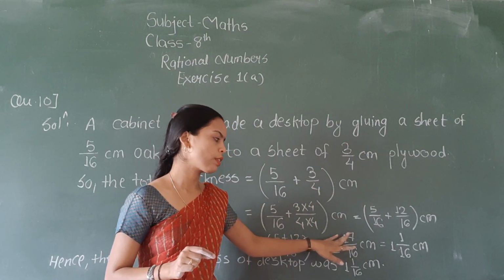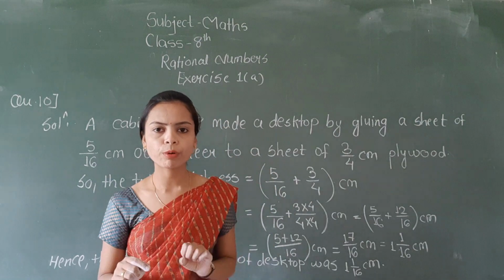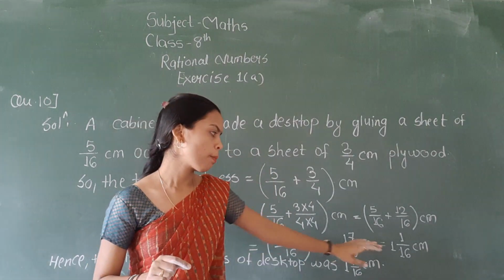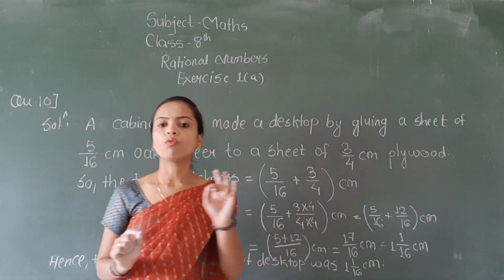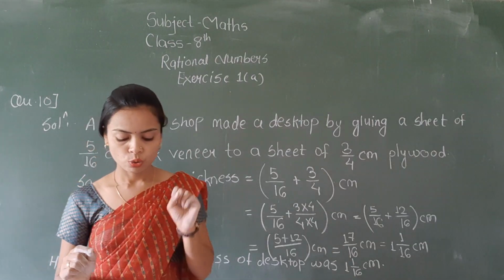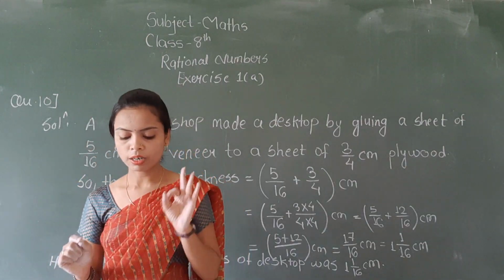So our answer is 17/16, but it is an improper fraction. So we convert it into a mixed fraction. So our answer is 1 and 1/16. So here our exercise 1A is completed.